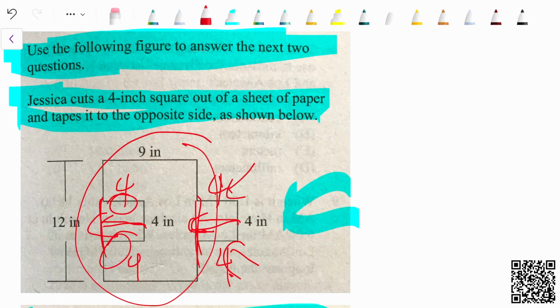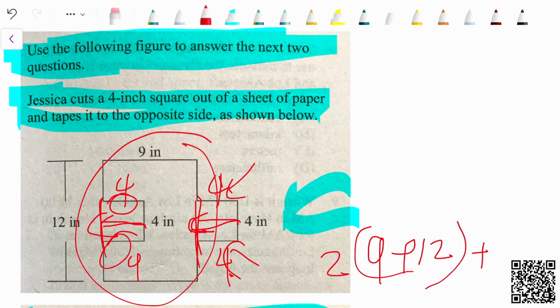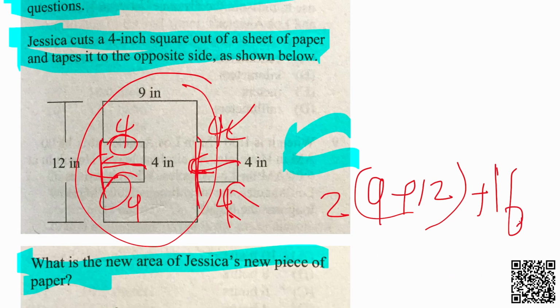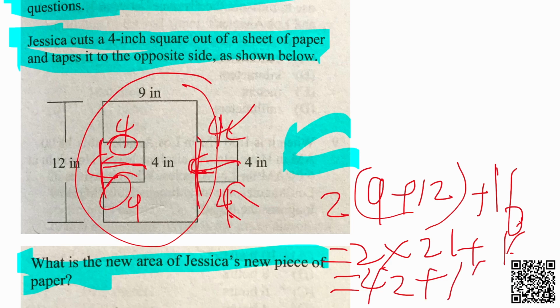So now we've just got 9 plus 9, so as the perimeter, it's just 9 plus 12, multiplied by 2, add on the 16 that we got from the remaining sides. All right, so now let's solve this equation. 9 plus 12, pretty easy, is 21, multiplied by 2, plus 16. So 2 times 21, 42, plus 16.